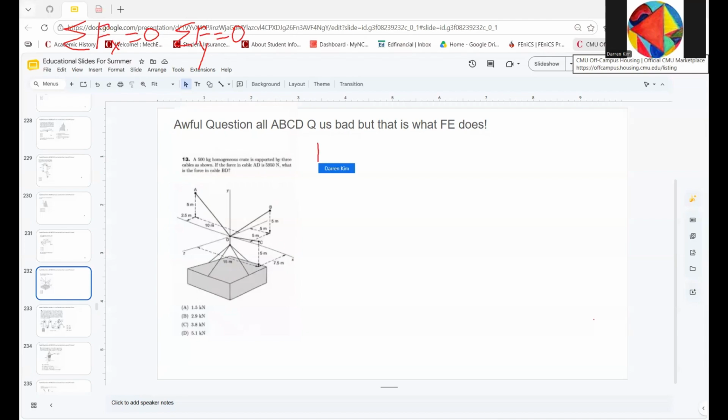So we're going to use FAD, summation of that. So first of all, we need to figure out what we're doing first. So what is FAD first? That is equal to, say, 5950 newtons, and then we can do square root of basically 5 square plus 2.5 square plus 10 square.